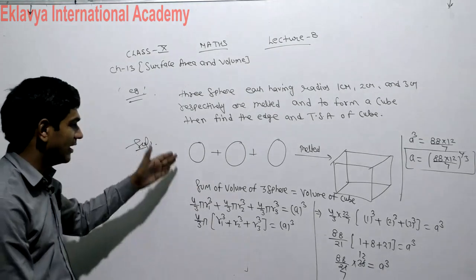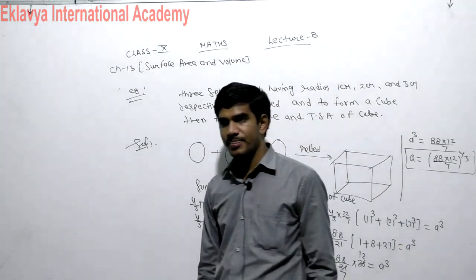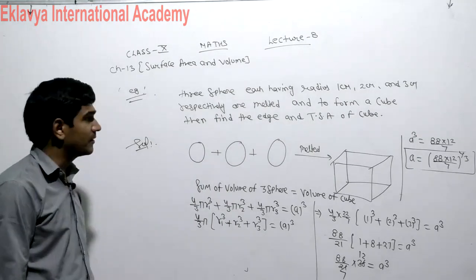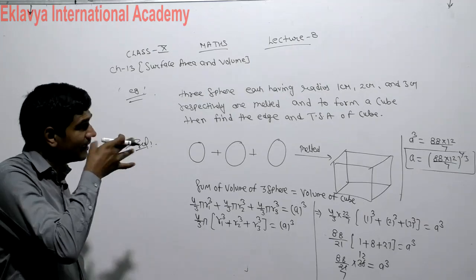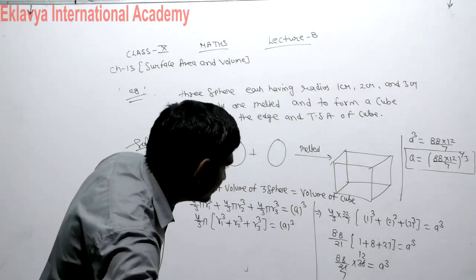So here also again the question is based on volume conversion. We have converted one shape into another shape. What have you done? You melted 3 spheres and formed them into a cube. Understand? Now next question.